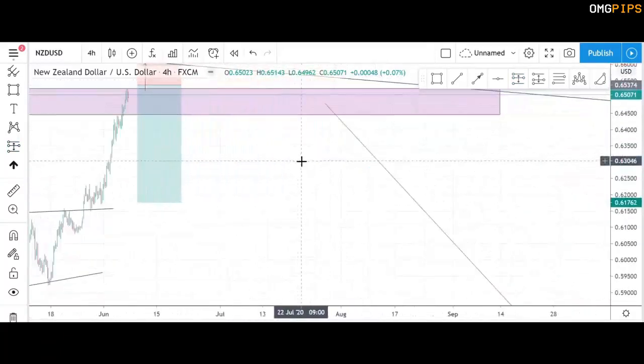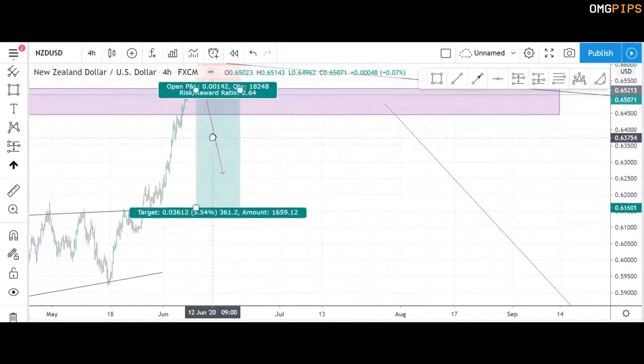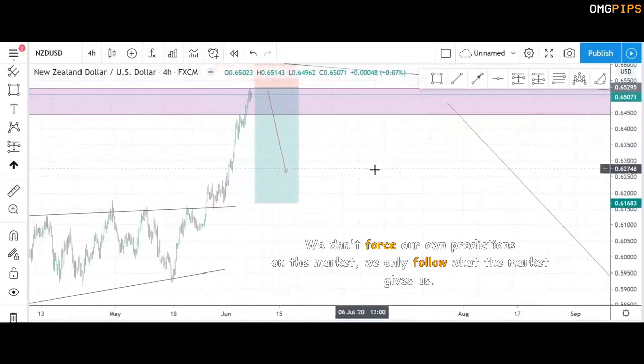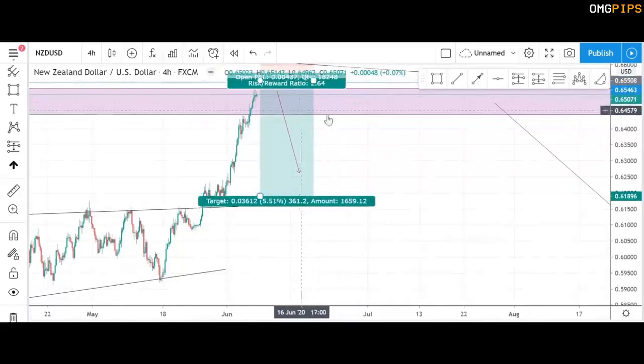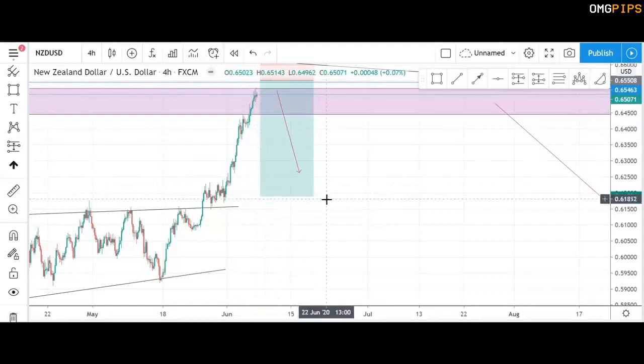So basically guys, when you analyze, you have to make sure that you cater for every possibility. We don't force our own predictions on the market, we only follow what the market gives us. So this will be our sell limit right here, halfway through our target. Why? Because we do see that the market has still enough momentum to go back up, open our sell limit before giving us our selling opportunities.